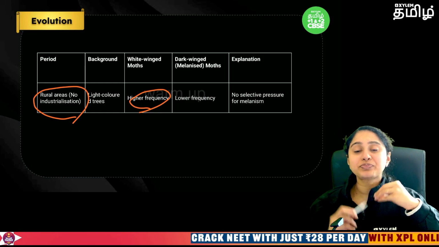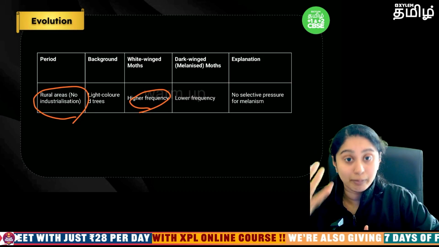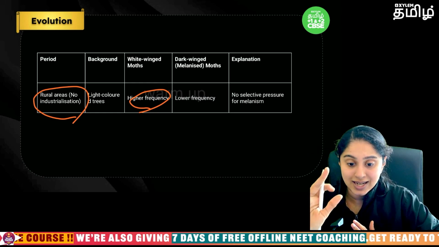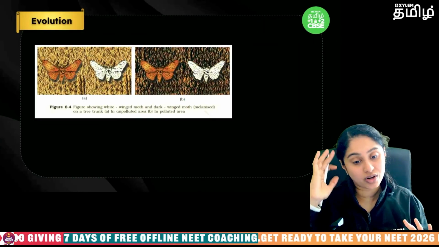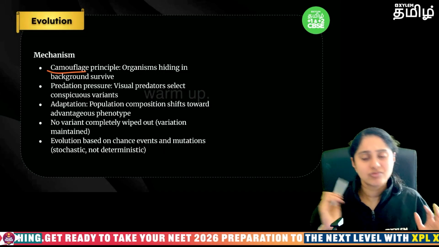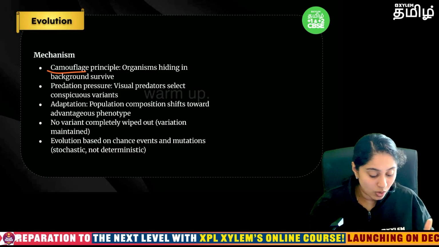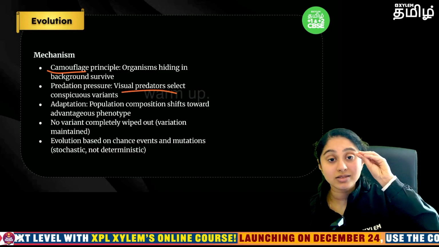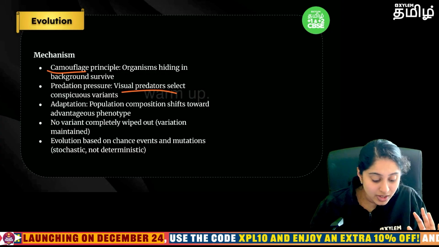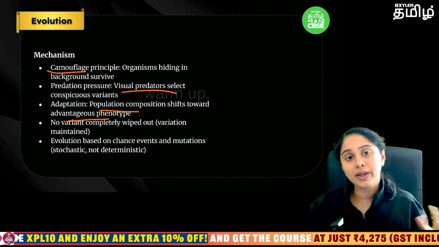Okay, so it is not like the species is competing, but it is nature that is choosing. So under natural selection, this industrial melanism is a very important factor that you have to remember. Okay, so the camouflage principle is just hiding in the background so that the predators can't see. Now, visual predators will only catch and eat whomever they can see. So whoever is adapted to that advantageous phenotype, only they will be selected.